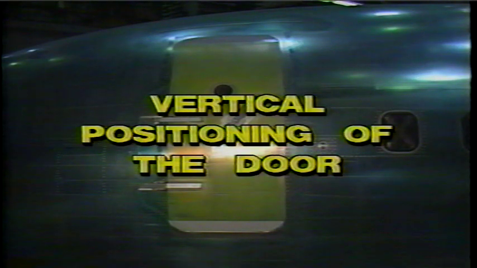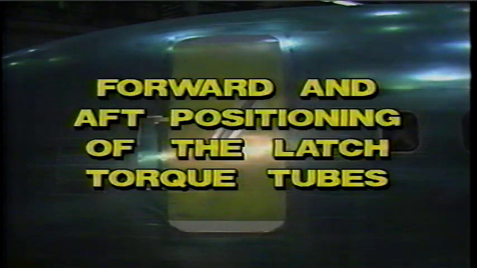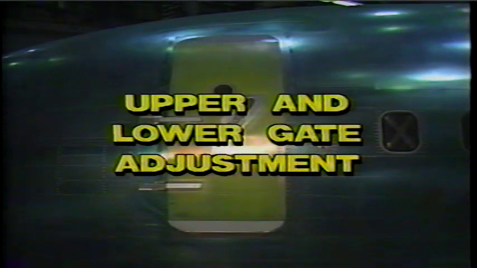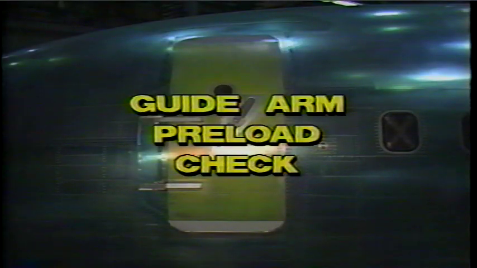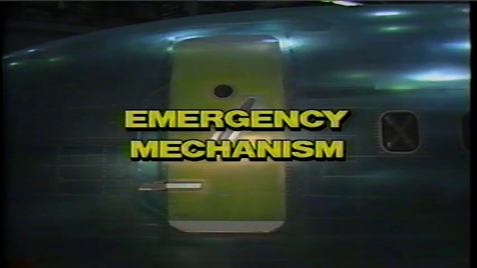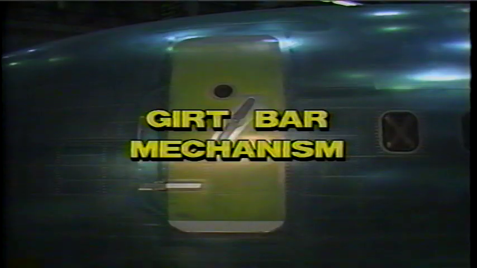This completes the rigging of the Boeing 757 passenger door. We have adjusted the vertical positioning of the door, guide arm length, forward and aft positioning of the torque tubes, latch cams, door stop pins, upper and lower gate, centering guide, and guide arm preload check. Also, the exterior handle mechanism, the emergency power mechanism, and the girt bar mechanism have also been adjusted. Complete rigging procedures are located in the 757 maintenance manual. A properly rigged door is easier to operate and contributes to a safe airplane.